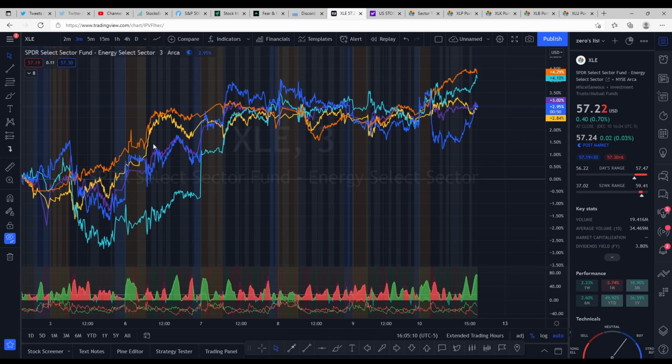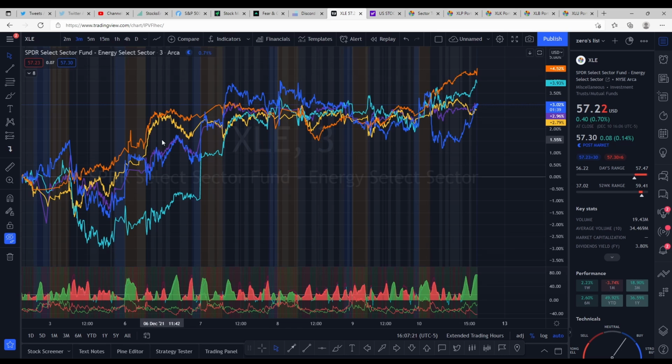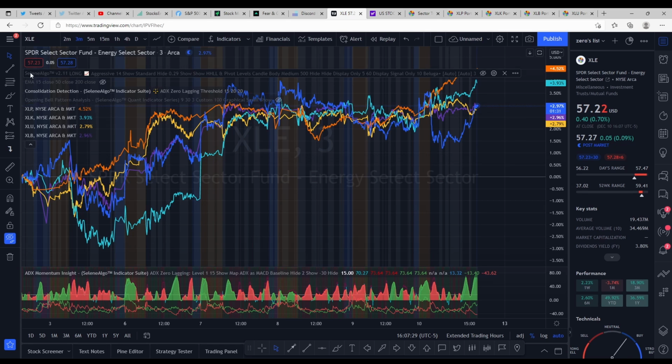If we look here, I have most of them put in this. With this, I was only able to put like 4 or 5. The dark blue is the SPY. And we look over here, we have these set up to where XLP is looking pretty decent right now.